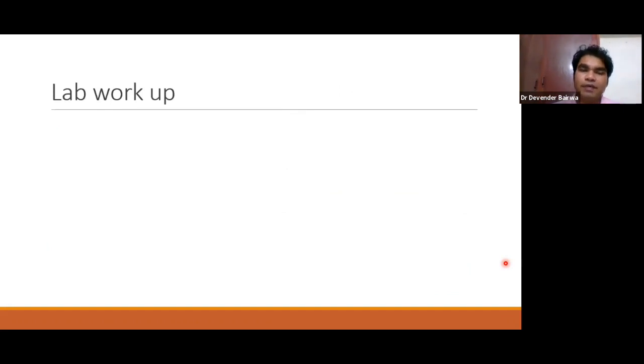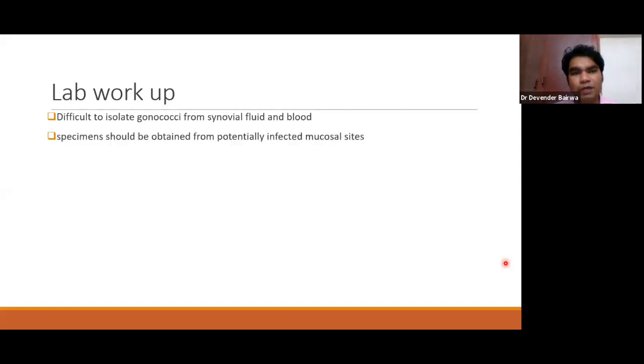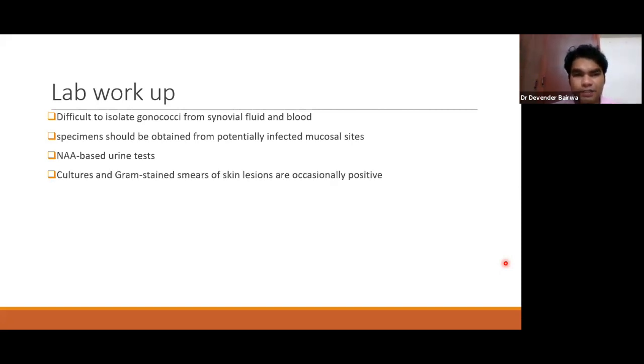So, lab workup in case of true gonococcal arthritis. Generally, it is difficult to isolate gonococci from synovial fluid and blood. Specimen should be obtained from a potentially infected mucosal site. And we can also go with a nucleic acid amplification based urine test. And culture and Gram stain smears of skin lesions can occasionally be positive. Generally, we use Thayer-Martin agar medium directly, or we can transport the swab in special transport media.